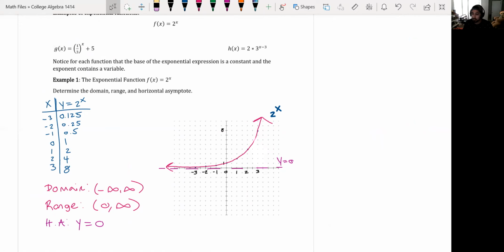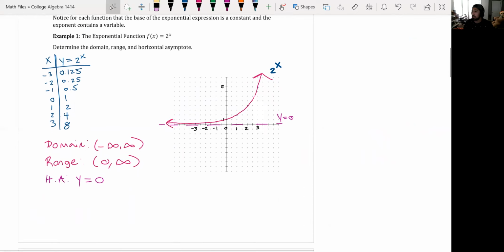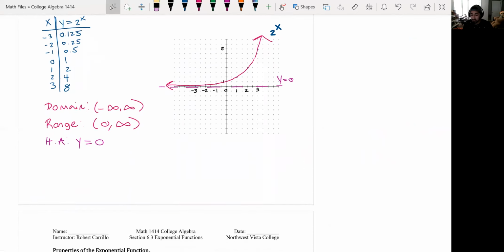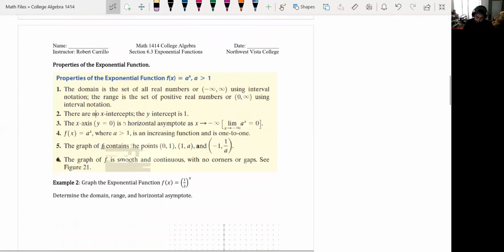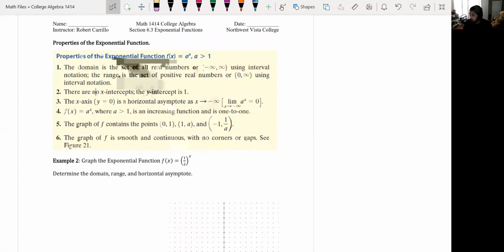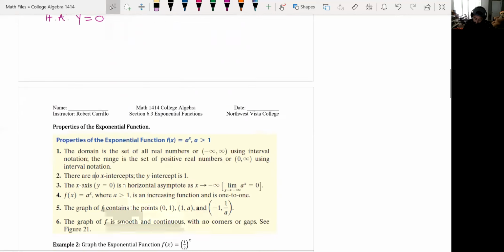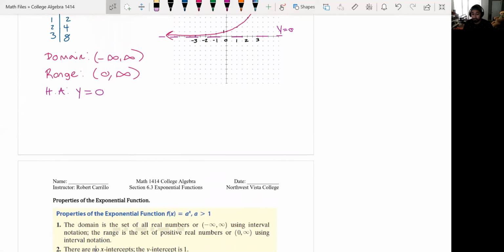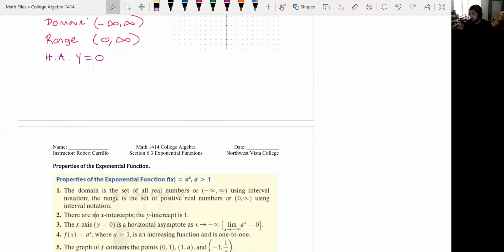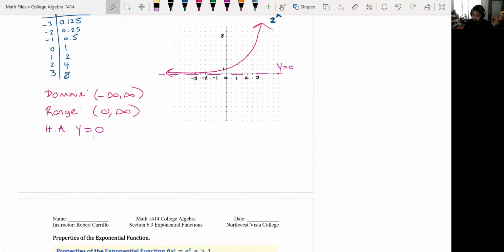Okay, so next page is some properties about the exponential function we just graphed. So, properties of an exponential function whose base is bigger than 1. The domain is the set of all real numbers. Using interval notation, the range is the set of positive real numbers, 0 to infinity. That's exactly what we wrote up there. There are no x-intercepts, but you will always have a y-intercept at 1. Look at that. We've got a y-intercept at 1.